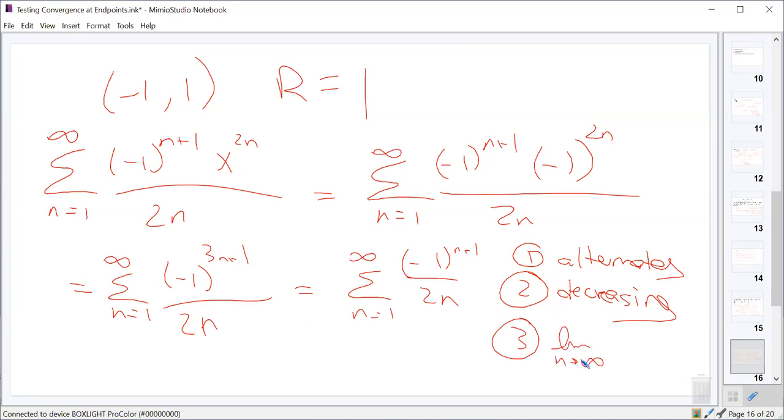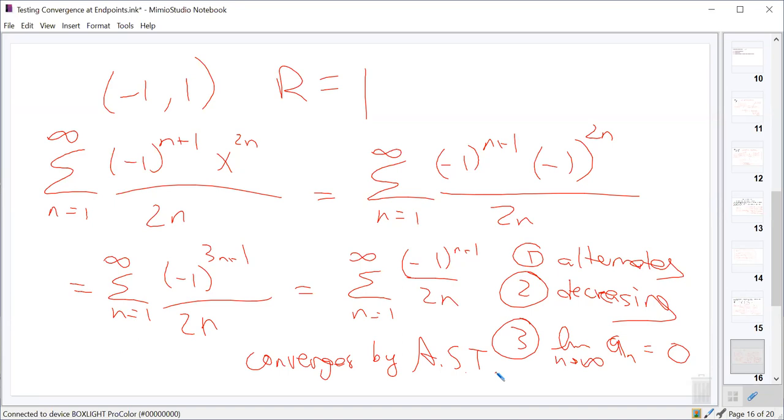The third criteria says that the limit as n approaches infinity of that nth term, a sub n, needs to be 0. And if I throw an infinity down here for n, this is 1 over infinity, which we know is 0. It's just our known fact. So it meets all 3 criteria of the alternating series test. So we will say that this converges by the alternating series test. Okay. So it converges at -1 at that endpoint.